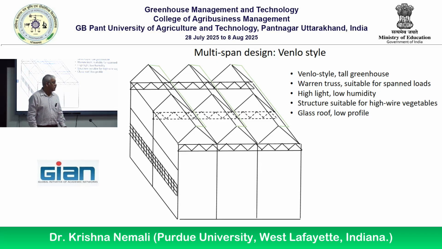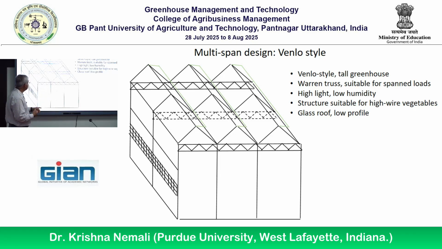Okay, it's a tall greenhouse covered by glass. It can have a ridge vent at the top. Okay, it's built with Warren truss. It's got low profile ridges, right? Low profile bays, smaller ones, not wider ones. Okay.